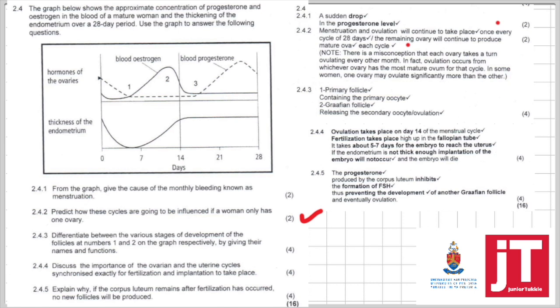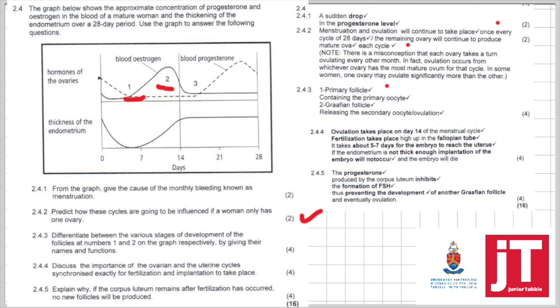Right. 2.4.3. Differentiate between the various stages of development of the follicles at numbers 1 and 2 on the graph respectively by giving their names and functions. So 1 we know is going to be the primary follicle. It will contain the primary oocyte. That was the detail we did in the past. You don't have to know that anymore. 2, of course, is going to be the Graafian follicle, and it's going to release the secondary oocyte in the process of ovulation. Again, we don't do primary oocyte and secondary oocyte. It's not in our syllabus anymore. But still, a nice question.